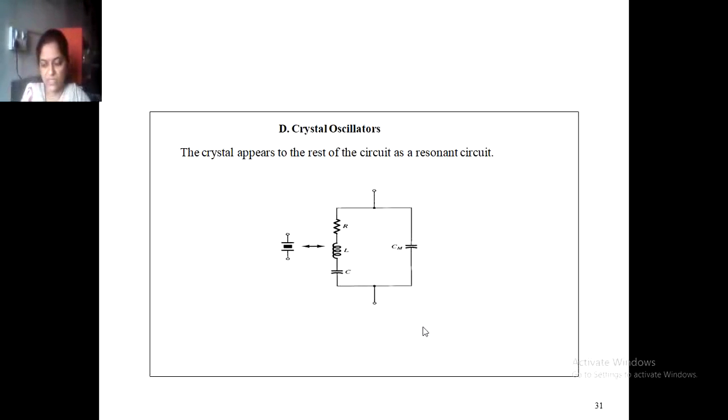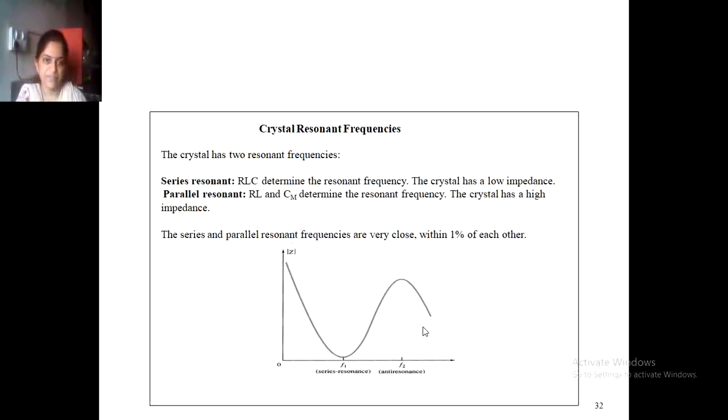Previously the RLC circuit combination was used in the feedback circuitry, but here we use the crystal as the component in the feedback circuitry. Let us see the crystal resonant frequency. The crystal has 2 resonant frequencies: series resonant and parallel resonant. In series resonance, RLC determines the resonant frequency.